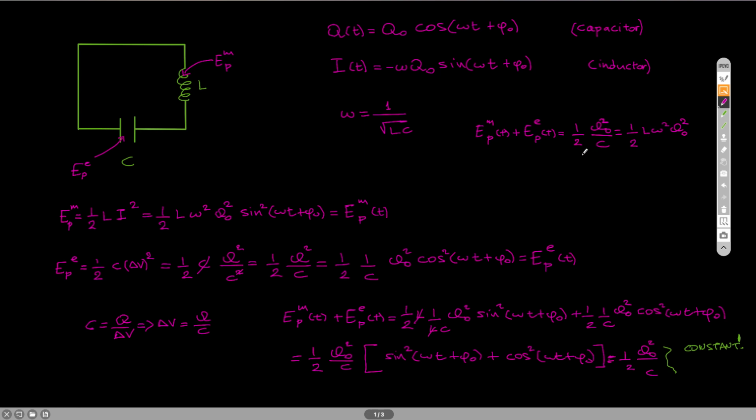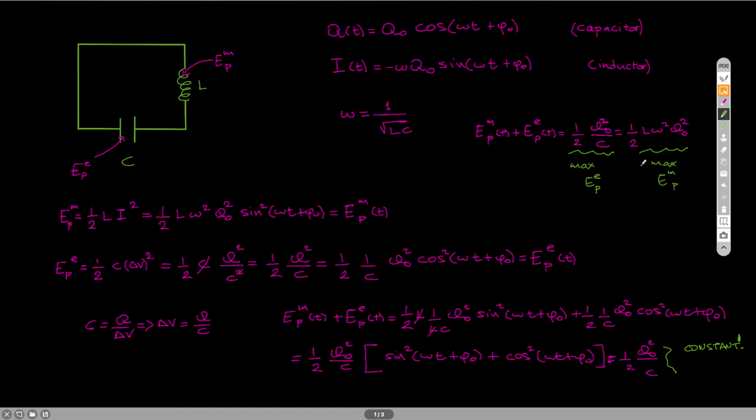But this is, okay, let me make some notes. So this is the maximum potential energy stored in the capacitor. And this is the maximum magnetic potential energy stored in the inductor.